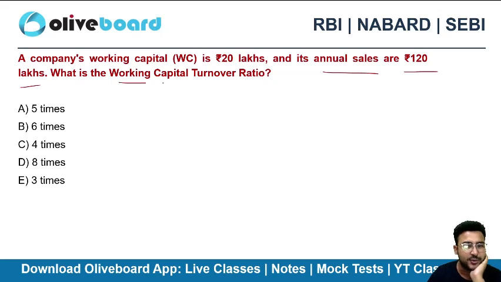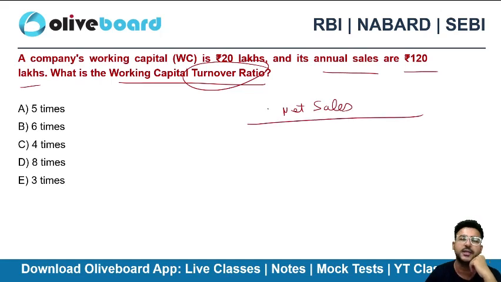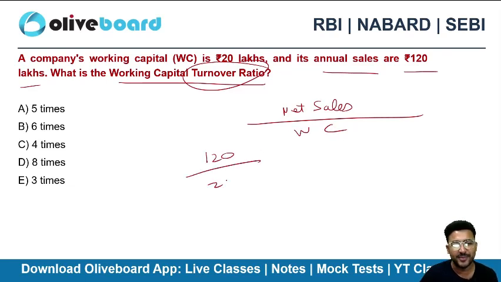Working capital turnover ratio. We know that in the turnover ratios, in the numerator we always have net sales, or the net turnover, or the net revenue. My revenue from operations divided by my working capital. That's it. So 120 divided by 20. The answer will be 6 times. Option B.